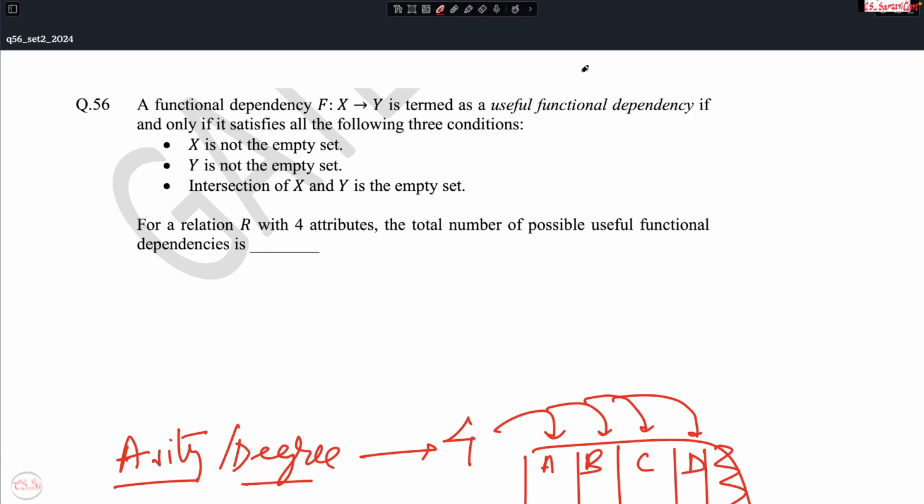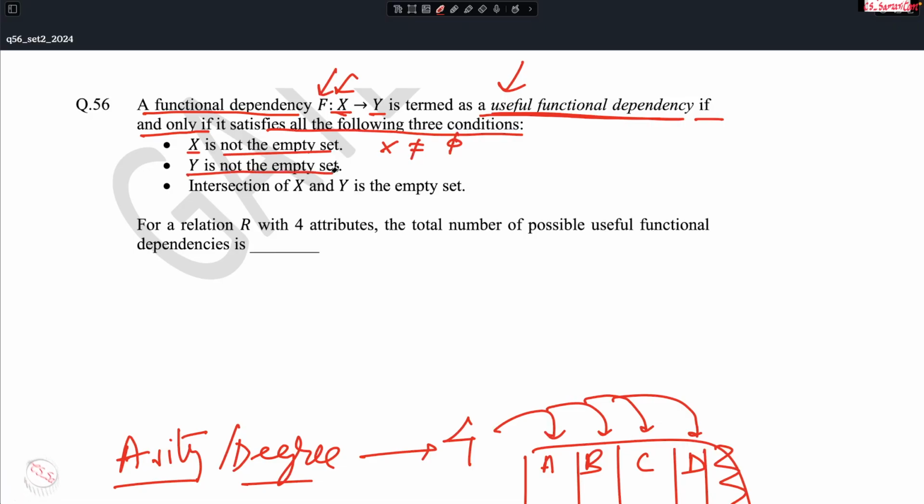Okay, so let's solve this question. The question states that the functional dependency f from x to y is termed as a useful functional dependency. This useful part is being defined in the question if and only if it satisfies all the following three conditions. First, x is not an empty set, so x is not equal to phi.